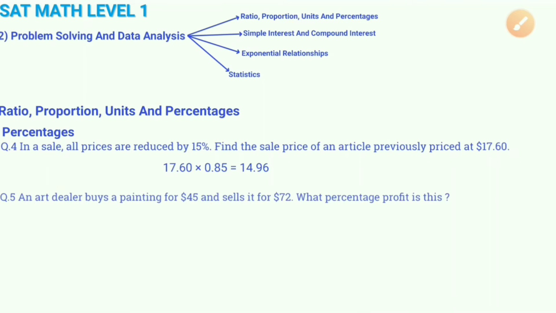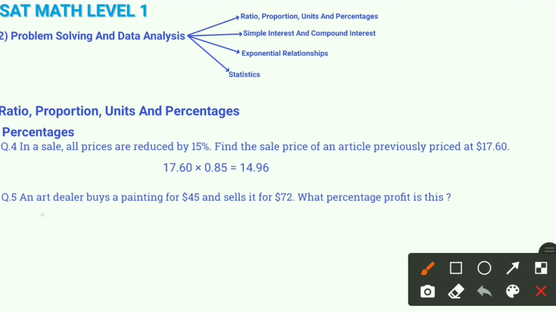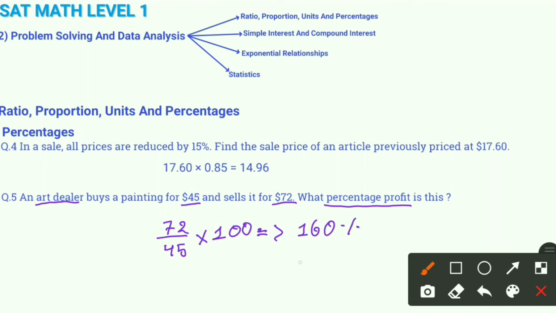Question 5. An art dealer buys a painting for $45 and sells it for $72. What percentage profit is this? So 72 upon 45 multiplied by 100, and it's going to be 160%, which means it got a profit of 60%. This is the profit. This is the answer.